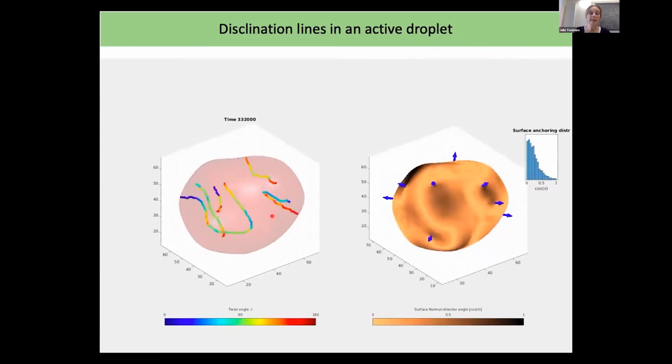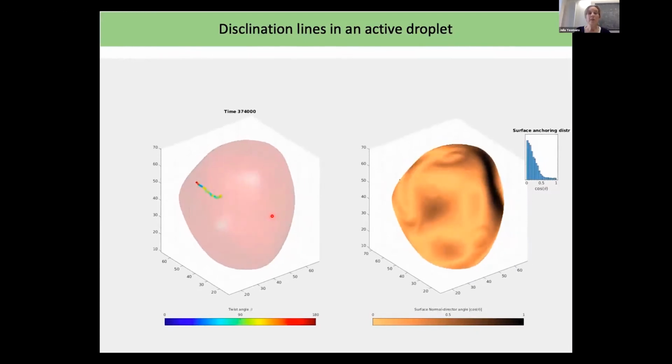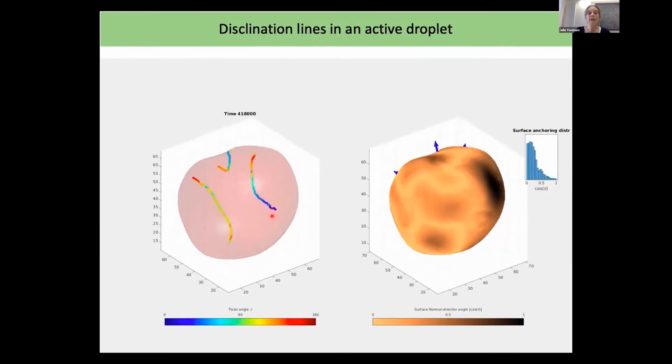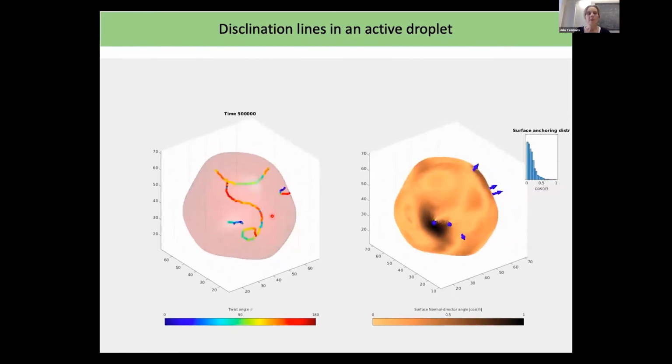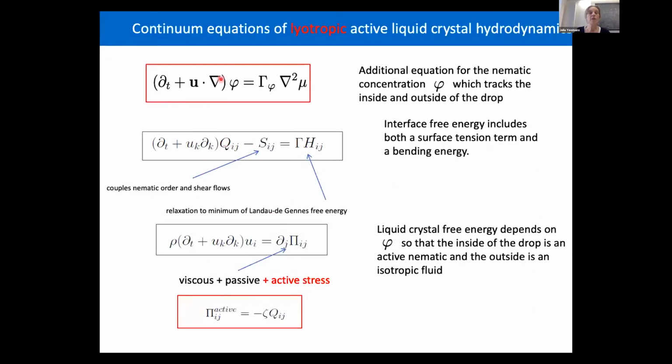So inside the drop is just an active nematic, and we're solving exactly the same equations as I showed you before. But the extra thing is an extra equation which describes how a phase field phi evolves. And what this does is it tracks the inside and outside of the drop with a diffuse interface between the inside of the drop and its surroundings. And that interface has the normal surface tension, but also a Helfrich bending energy.